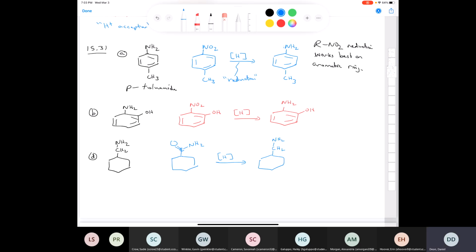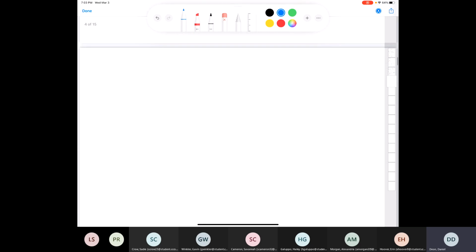Let's take a look at 15.47. This is a conceptual question. 15.47 is why do amides have such high boiling points? Can anybody tell me the reason why amides have really high boiling points? Something very specific that we looked at this evening.